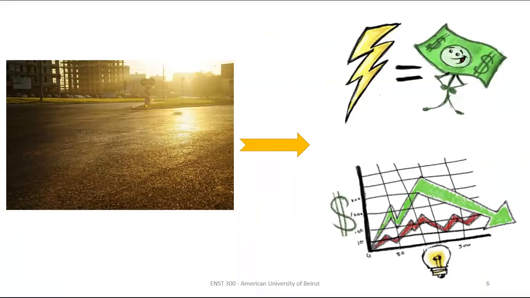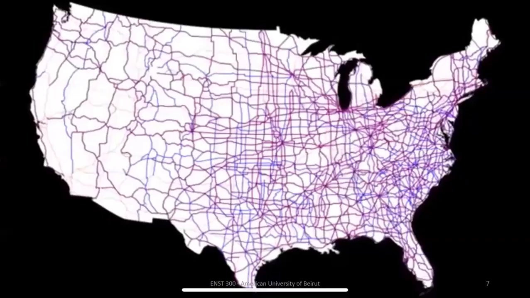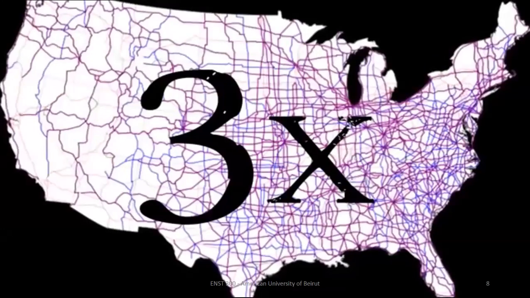It has been estimated that if all roads in the USA were transformed to solar roads, the country would generate 3 times as much energy as it currently uses. And what makes this energy unique is that it is a clean energy.